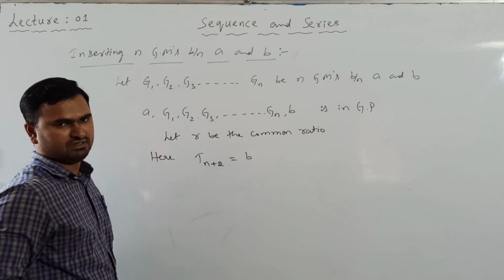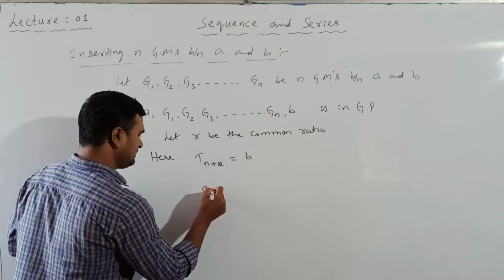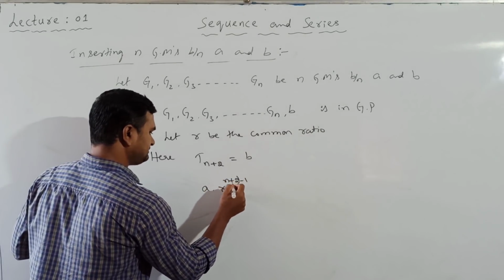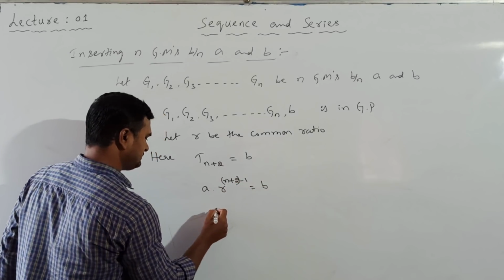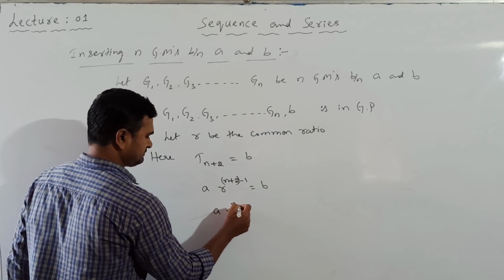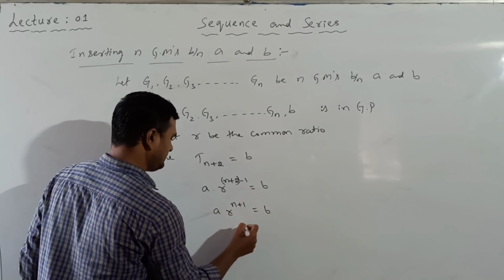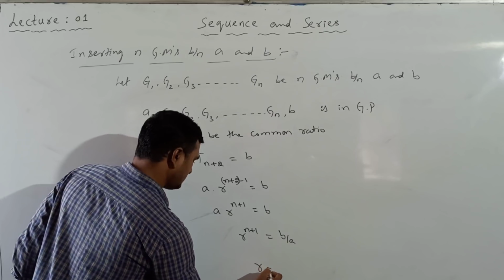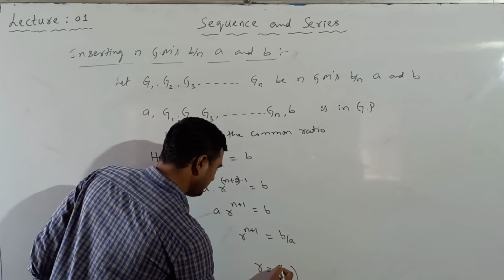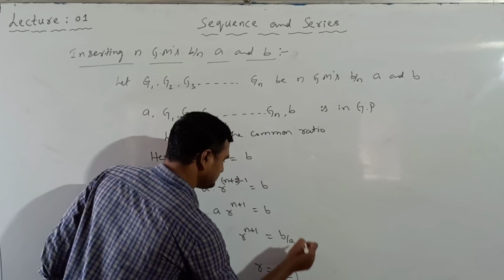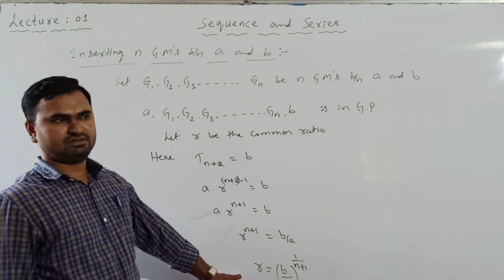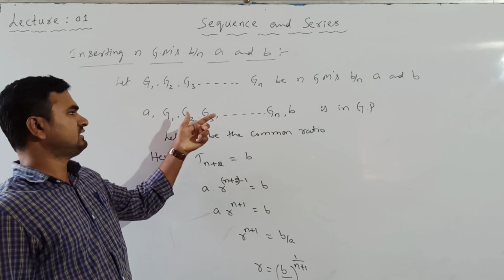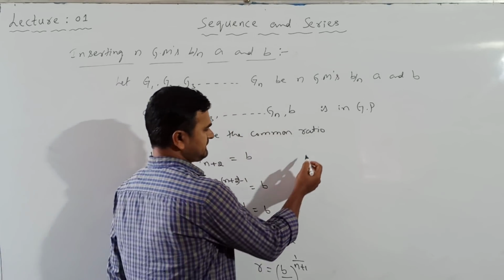Now in case of GP, how can you write T n plus 2? It is A into R power n plus 2 minus 1. It is B. So A R power n plus 1 is B. So R power n plus 1 is B by A. So R will be (B by A) power 1 by n plus 1. So we know the R value. If we know R, then we can find the required terms in this geometric progression.